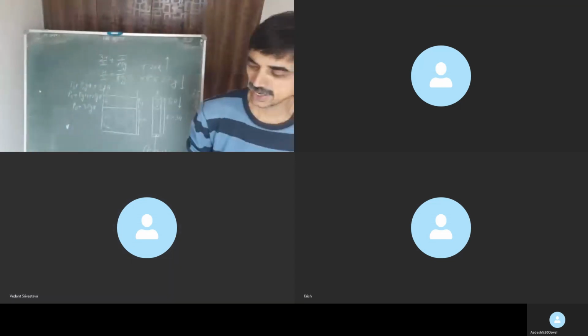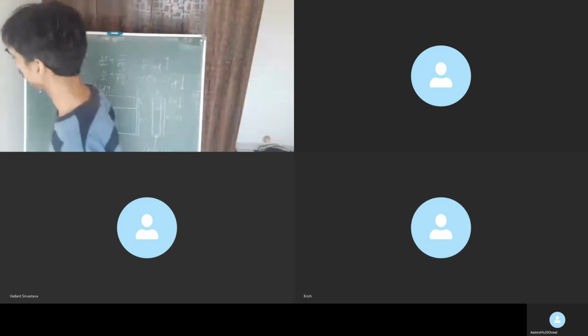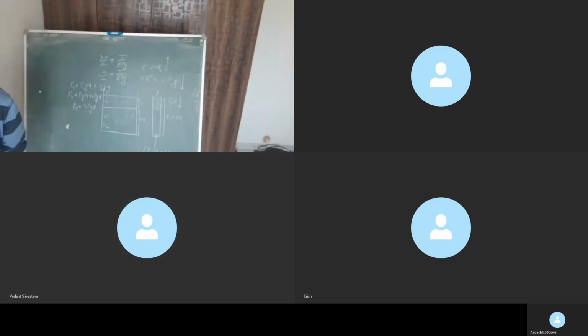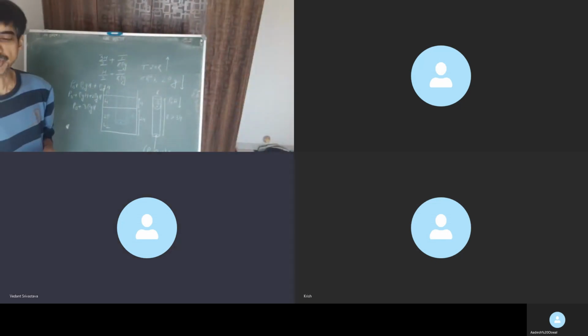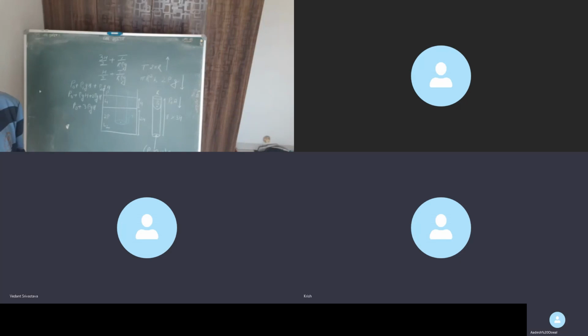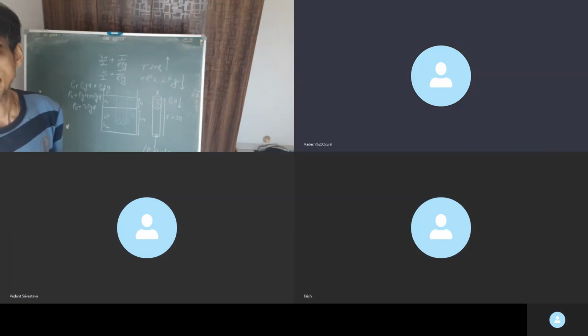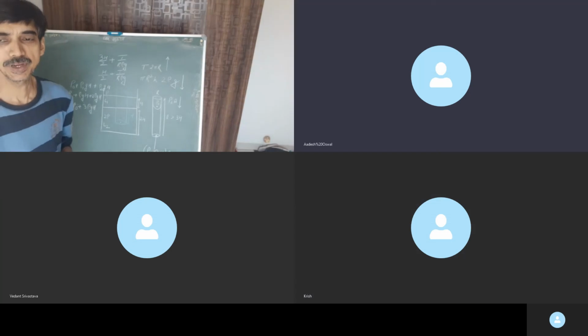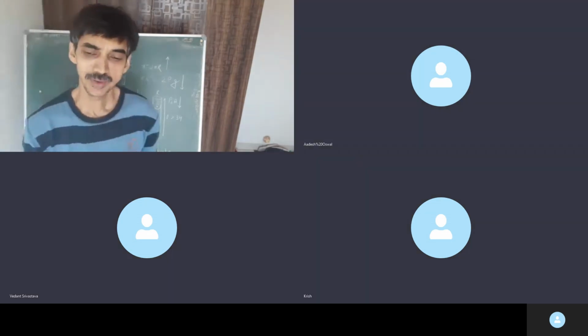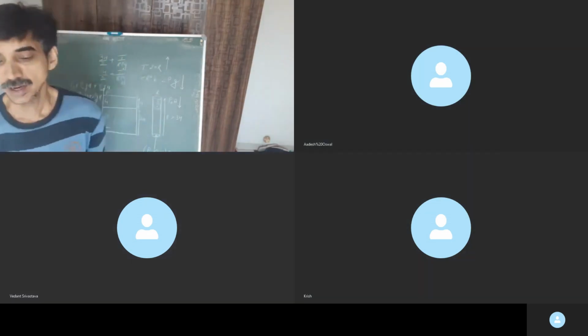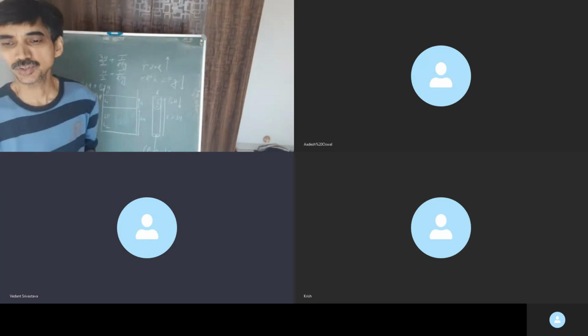So what will be the answer? As said, 3h by 2 plus t divided by r rho g. Correct? And the other option is also correct, which is that liquid 2 will seep in. Correct? So A and D.